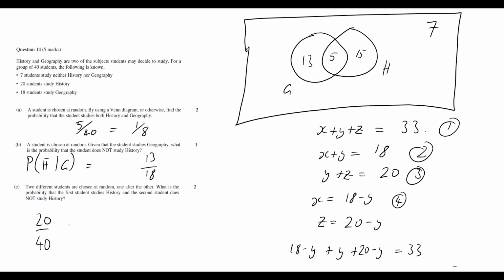And then for the next student to not be studying history, well, how many students don't study history all up? There's 20 of them. But now we're going to be selecting that person from 39 different people, since we've already selected one from the pool of 20 people that study history. And so we can then simplify that to just equal 10 over 39. And that's our answer for question C.